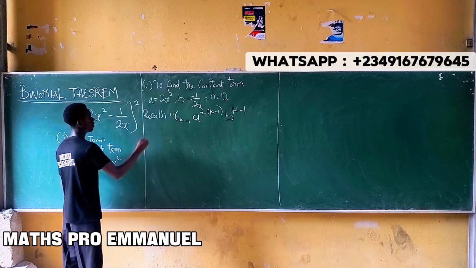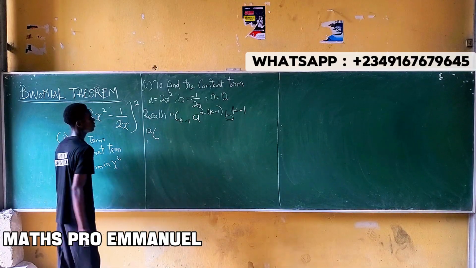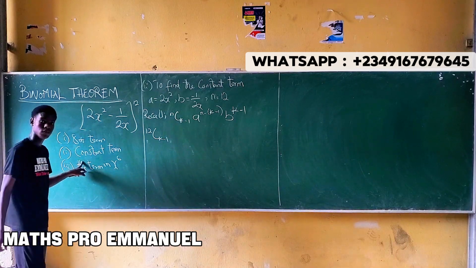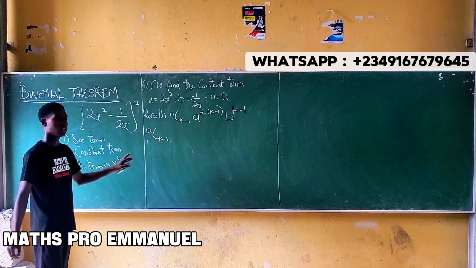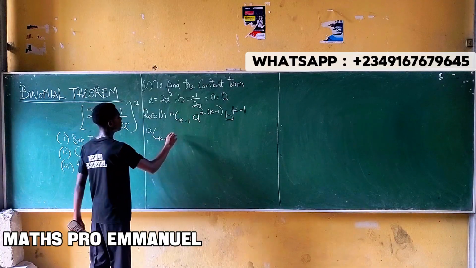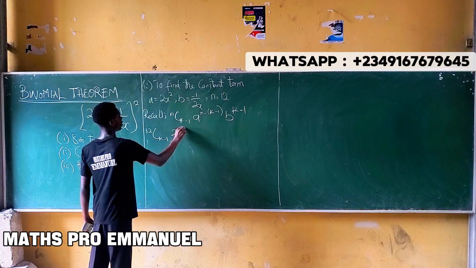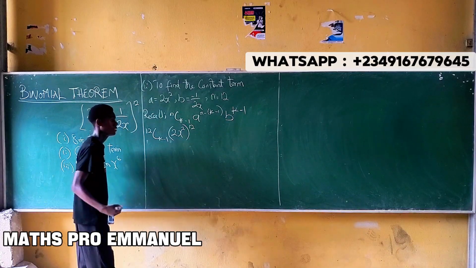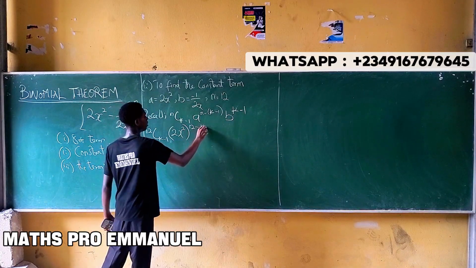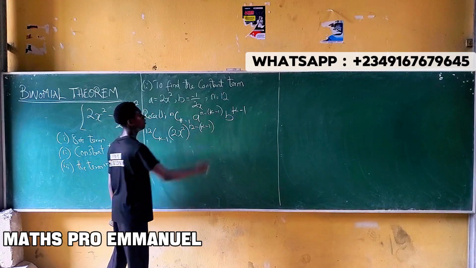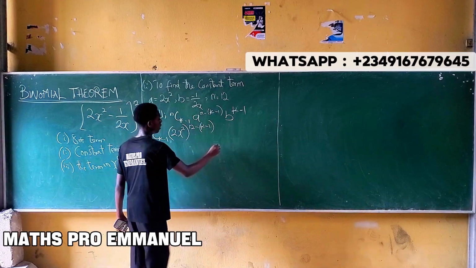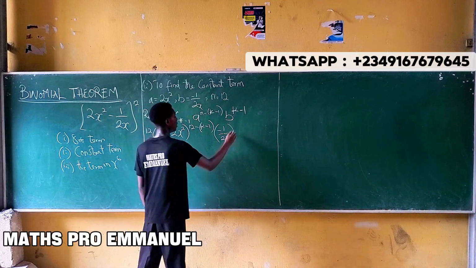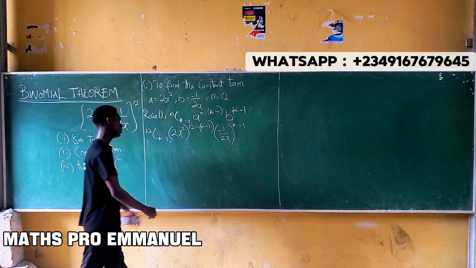So now n is 12. I'll have 12 combination k minus 1. I don't know the value of k. This is for the constant term. I don't know the value of k, so I'll say k is just k. And then we know that a is 2x squared. Now this is raised to the power of 12 as n, that is 12 minus k minus 1. We don't know the value of k, so just put it the same way it is. And then b is minus 1 over 2x, and this is now raised to the power of k minus 1.